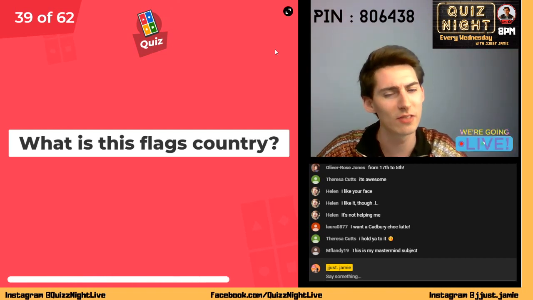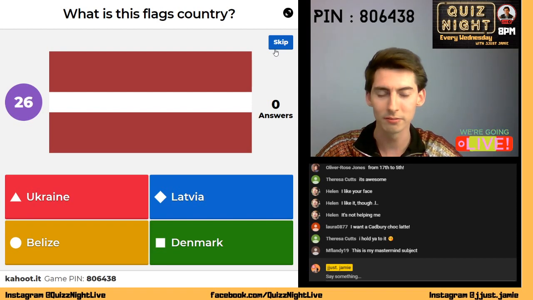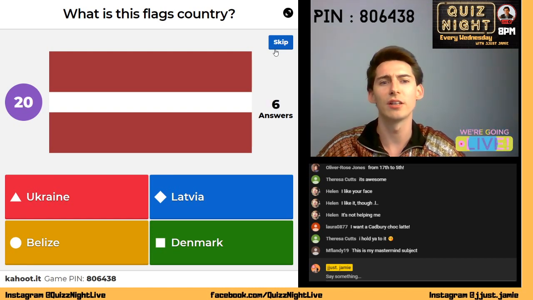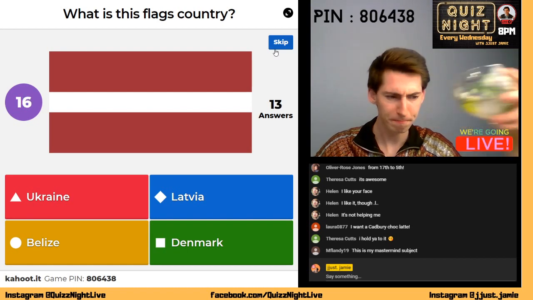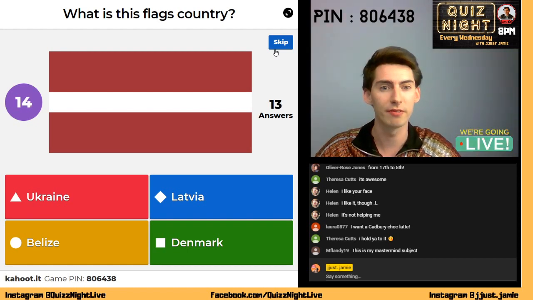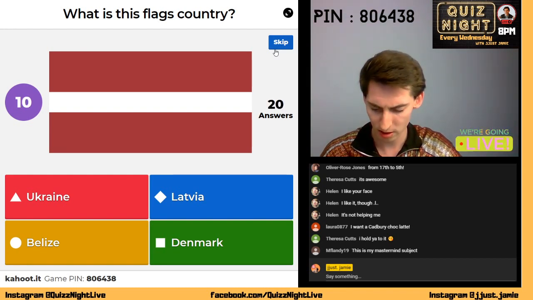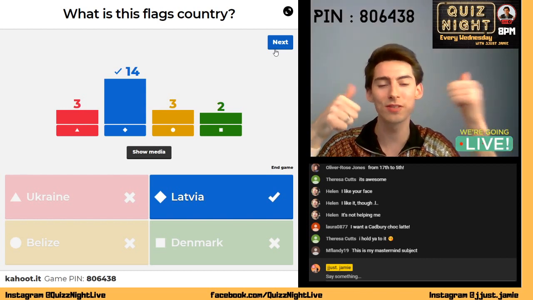What is this flag's country? Where is this flag from? Ukraine? Yeah? Belgium or Denmark? What do we think? Guys, the comments are quite dry. Can you please fill that in for me? You're not very good at this. You need like a third device to send me messages. Quickly an answer in. Does anyone know this? Anyone? It was Latvia. Well done to 14 of you.